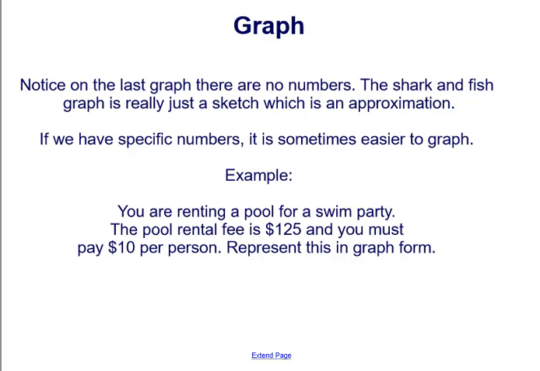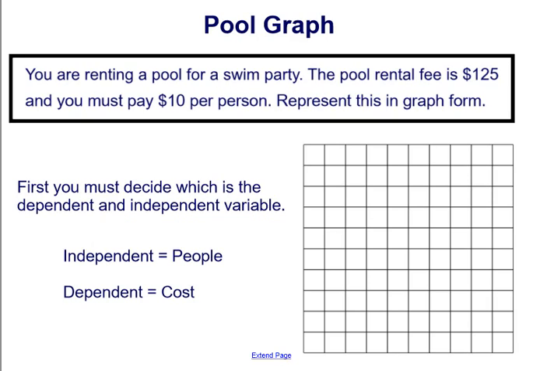You are renting a pool for a swim party. The pool rental fee is $125, and you must pay $10 per person. Represent this in graph form. Now, even though we have specific numbers, the first step is to decide which is the independent and dependent variable so we know which one goes on which axis. So in this case, the independent variable will be the amount of people that come to the swim party, and the dependent variable will be the cost for how many people come.